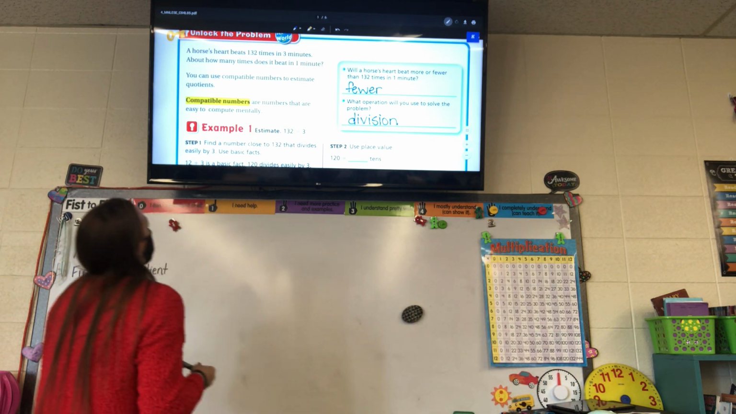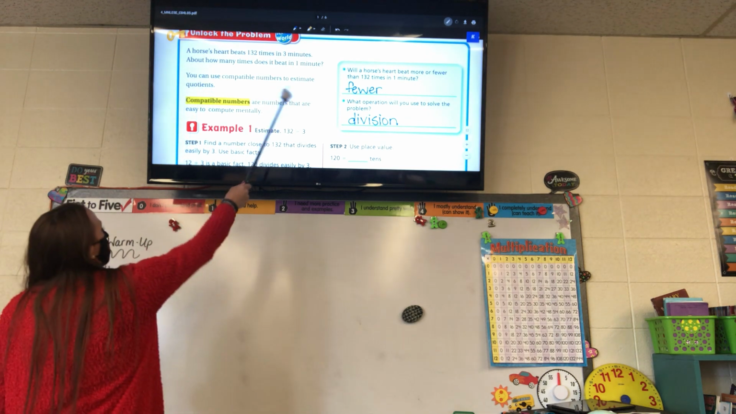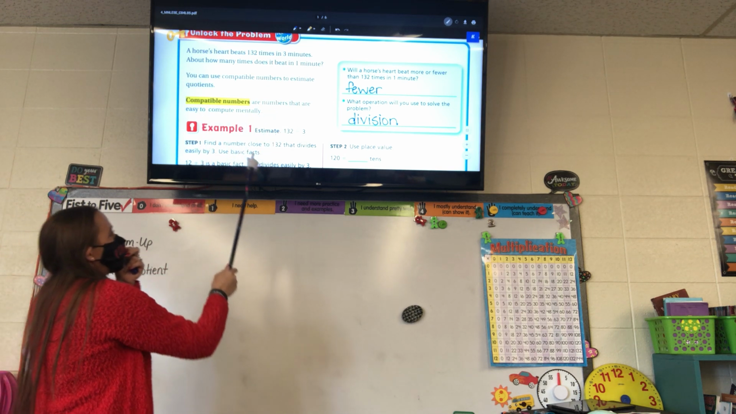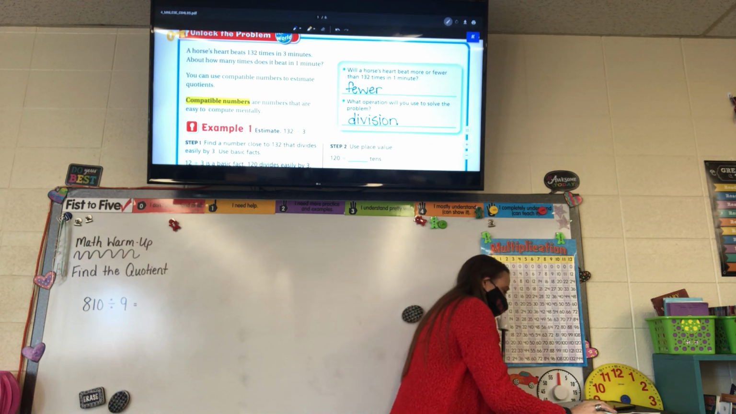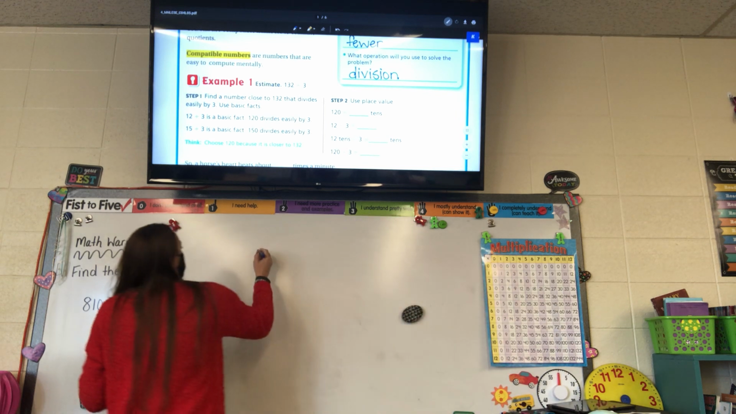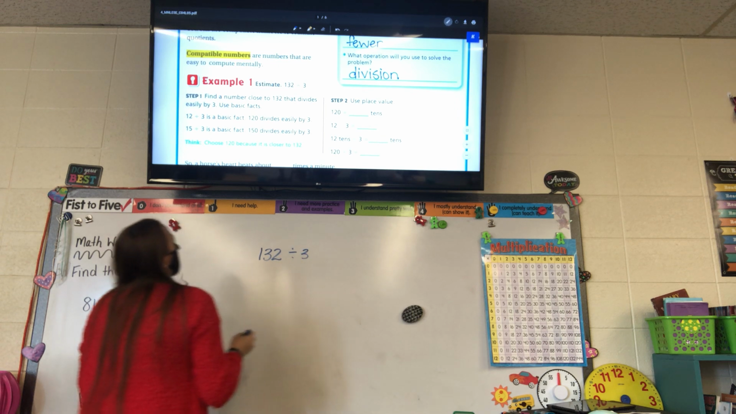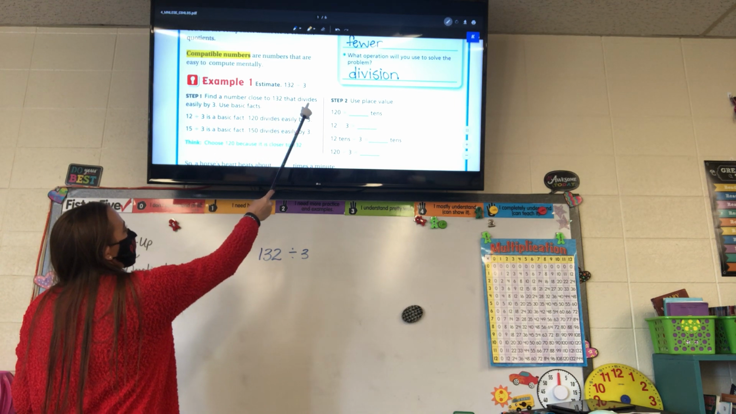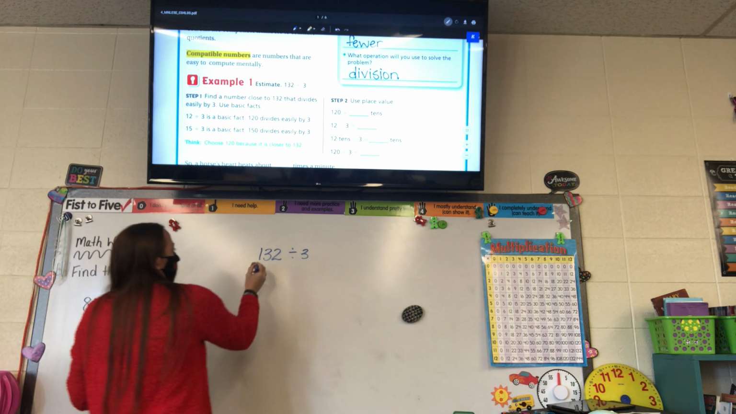Okay. So it says you can use compatible numbers to estimate quotients. Compatible numbers are numbers that are easy to compute mentally. Make sure you have the words fewer and division written here. Here's our problem: 132 divided by 3. Now, it says find a number close to 132 that divides easily by 3. Use basic facts. So we're looking at 13.